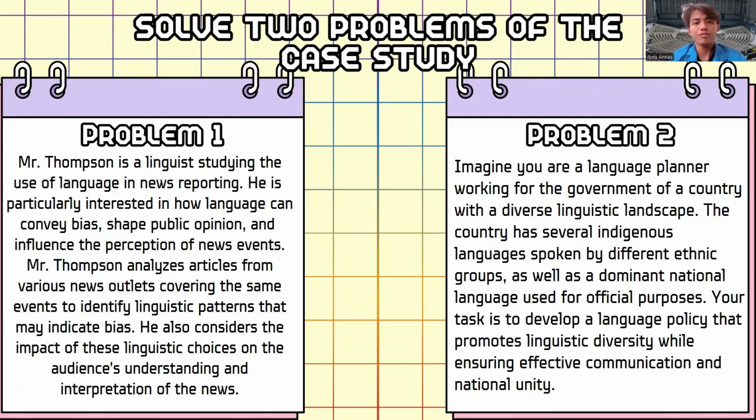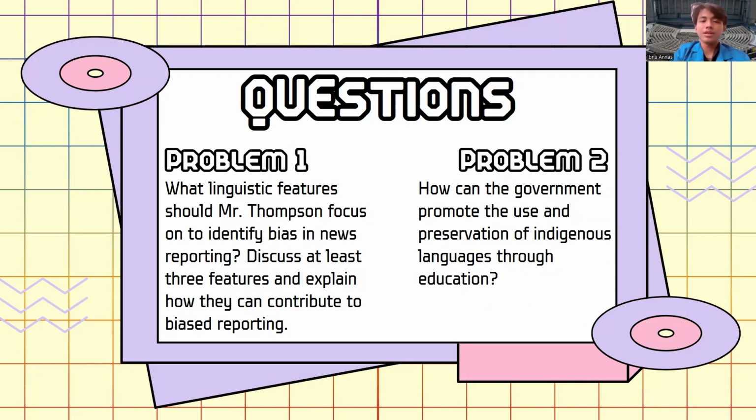Okay, so the first problem, number one, Mr. Thompson. It's about bias in news reporting. In short, Mr. Thompson is a linguist studying the use of language in news reporting, but he is particularly interested in how language can convey bias, shape public opinion, and even influence the perception of the news event. And problem number two is about imagine that you, as a language planner, are working for the government of a country with a diversity of linguistic features. So let's head to the questions.